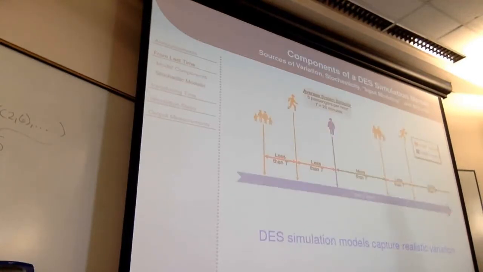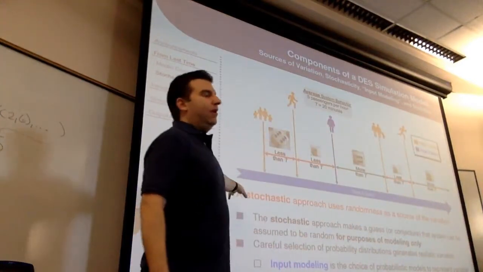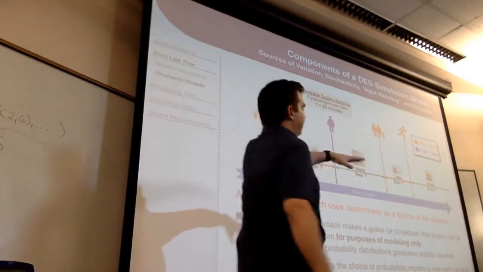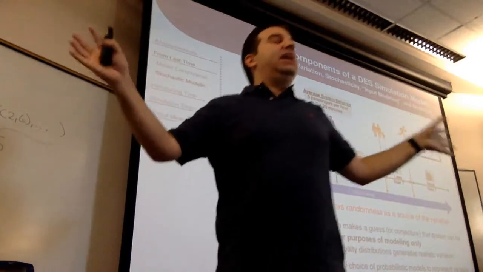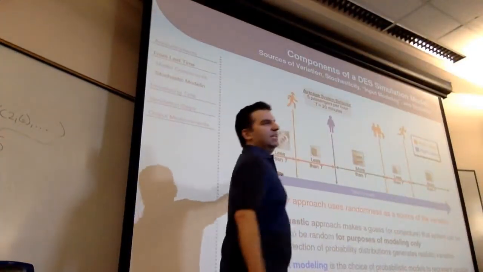The other thing I'm hoping people feel more comfortable with coming up to this point in the class is the use of stochasticity. The whole point of DES simulation models over other modeling frameworks is that we're trying to capture realistic variation, for example variation in arrivals. A stochastic approach, instead of trying to figure out the real reasons for the underlying variation, which would be a very complicated simulation of a lot of things impossible for us to nail down, uses randomness as a surrogate.